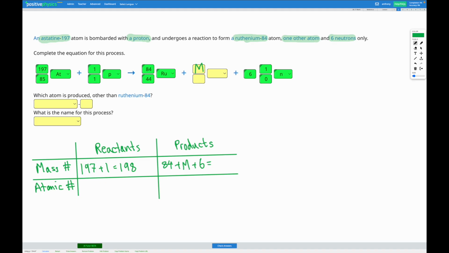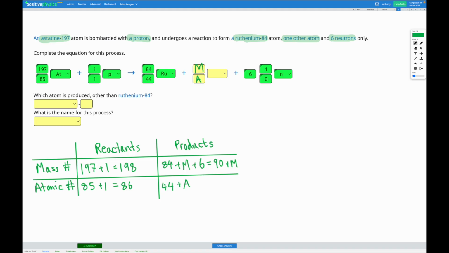I'm going to simplify that a bit. 84 plus 6 is 90, so this is like 90 plus M. Then for our atomic numbers on the bottom, we've got 85 plus 1, which is 86 in our reactants. Then in our products for ruthenium, we've got 44, plus our unknown, which I'm going to call A. And then we've got 6 neutrons, but the atomic number of a neutron is just 0. So that's going to be it for our products.